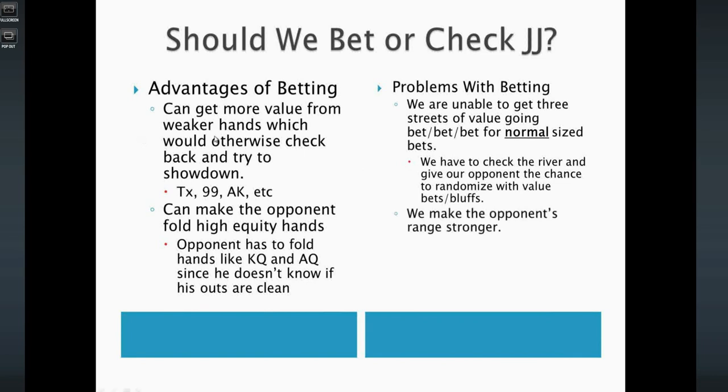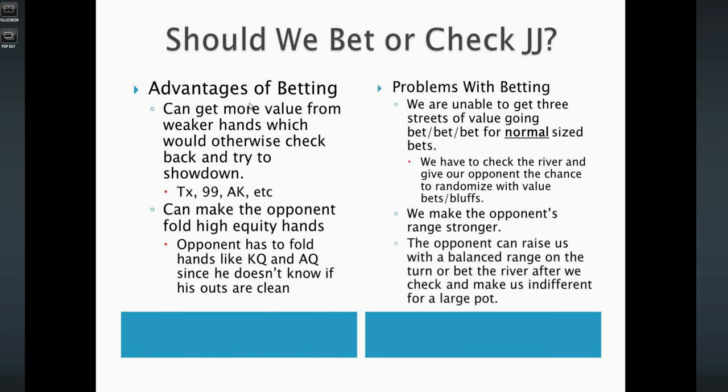We also make the opponent's range stronger. He's now getting to the turn with hands that are overall stronger than if we check, yet keep in mind, a lot of the hands he's calling our flop bet with, like 10x and 9s, we're not as vulnerable to as a hand like ace-queen or king-queen, which we make fold. So we have a lot of really good things going on in that regard. And the opponent can raise us with a balanced range on the turn or bet the river after we check and make us indifferent for a large pot.